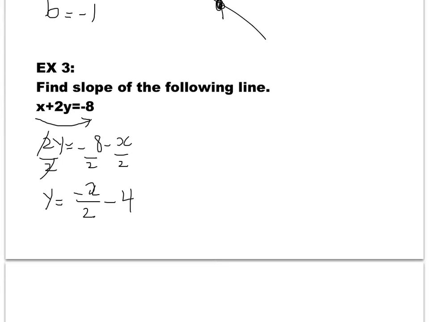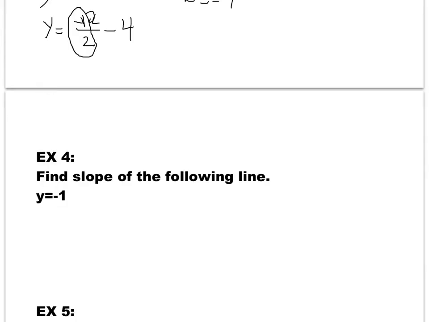Now, looking at this equation, what is the slope now? -0.5. Excellent. So you can see that the coefficient of x is -1/2. If I have 1 here, it's -1/2. So I say m is -1/2, or you can say -0.5. Now, what is the y-intercept? -4, because it's a number with no variable attached to it. So I say b is -4. That's it.